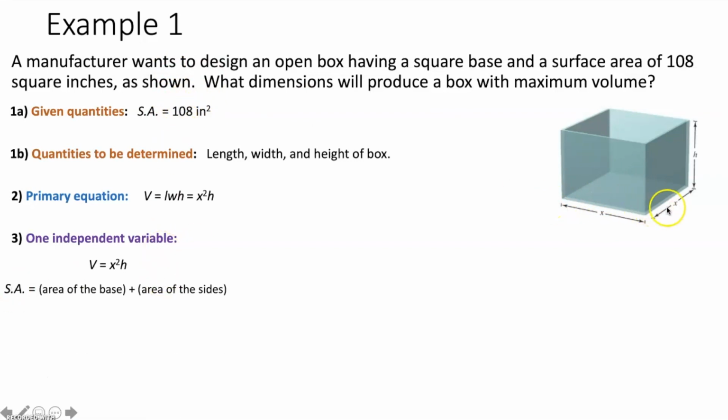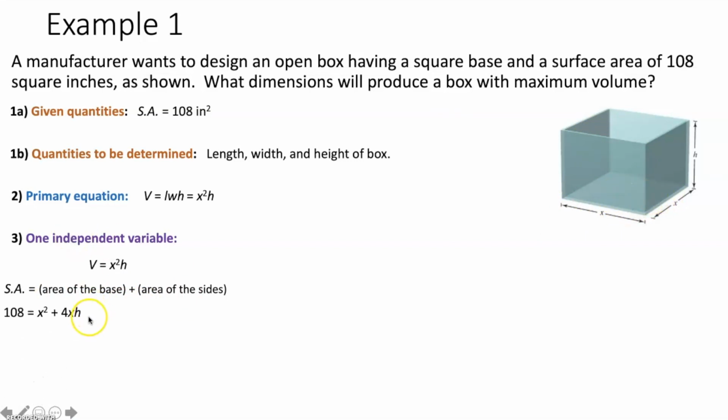Well, the surface area of this open top box is equal to the area of the base plus the area of all the sides added together. So what is the area of our base here? Well, that's X times X, so that's X squared. What's the area of a side? That would be X times H. And how many sides are there? There's 1, 2, 3, 4. So the surface area for this particular figure over here would be X squared plus 4 times X times H.